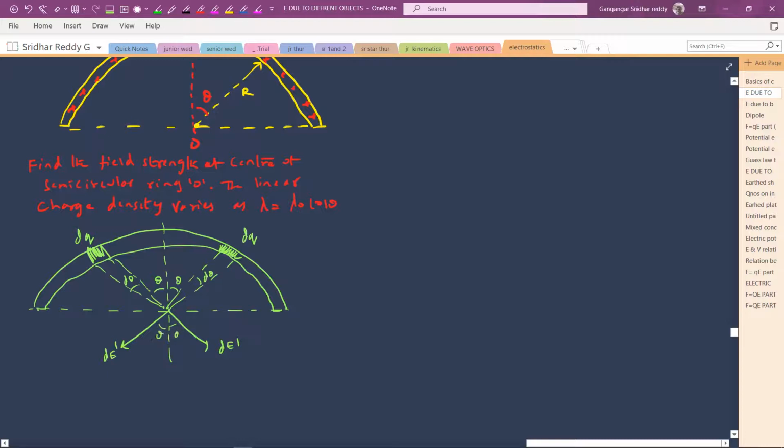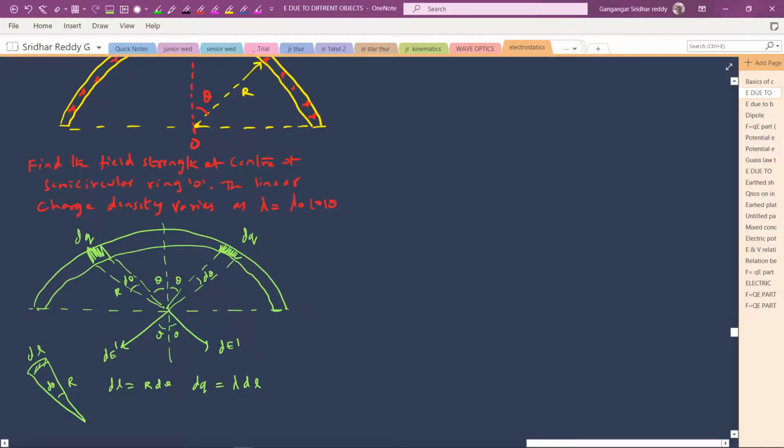This is theta. So what is the resultant field? First, what is dE dash? So dq is equal to, a few more mathematics. This is the arc length. This is d theta. This is ds, or dl, you can write it. So what is the arc length dl equal to? R d theta. What is dq equal to? Lambda into ds, or lambda into dl. Charge density into the length of that one.